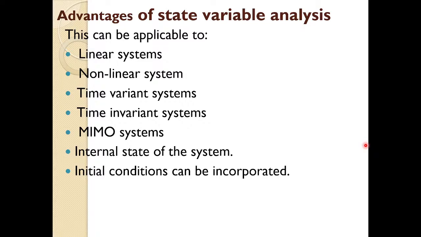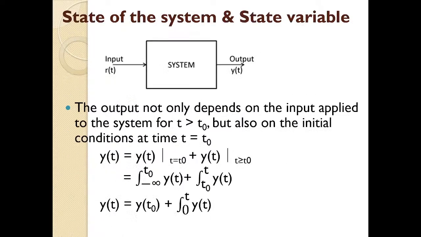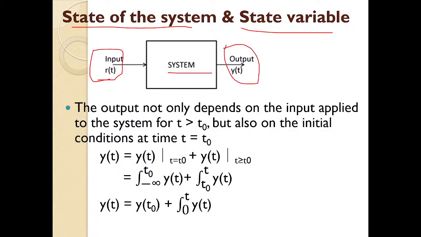Now let us see what is meant by the state of the system and the state variable of the system. Let us consider a system. This is our system. Let us assume the input to the system is r(t) and the output of the system is y(t). r(t) is the input and y(t) is the output.